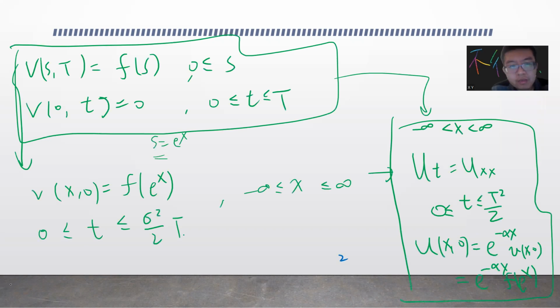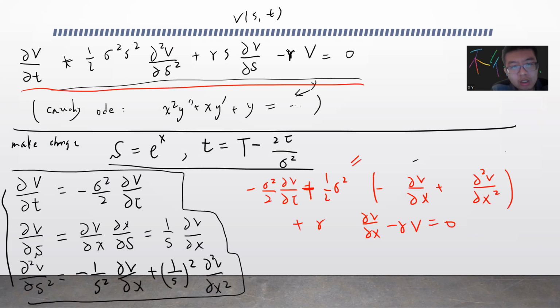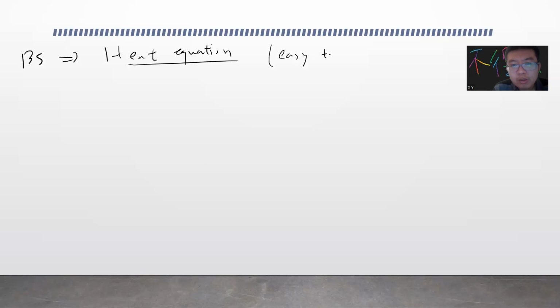So, I think in the previous video I talked about the Black-Scholes equation. We proved that using a change of variable, the Black-Scholes equation is equivalent to the Heat equation. The Heat equation is easy to solve if you know engineering mathematics. Basically, there is an idea of the Heat kernel.